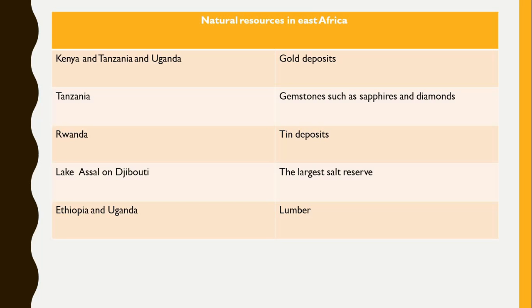Let's talk about the natural resources in East Africa. We have a variety of natural resources. As you can see here, in Kenya, Tanzania, and Uganda, we have gold deposits. In Tanzania, we have gemstones such as sapphires and diamonds. In Rwanda, we have tin deposits. At Lake Assal in Djibouti, we have the largest salt reserve. In Ethiopia and Uganda, we have lumber.